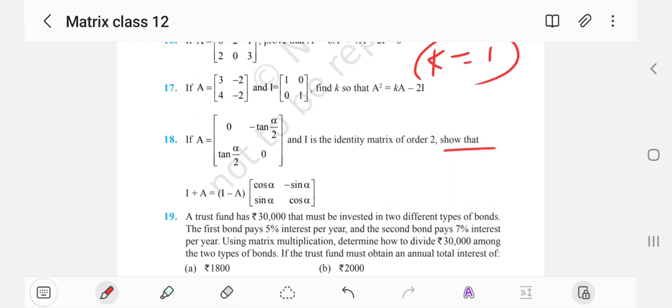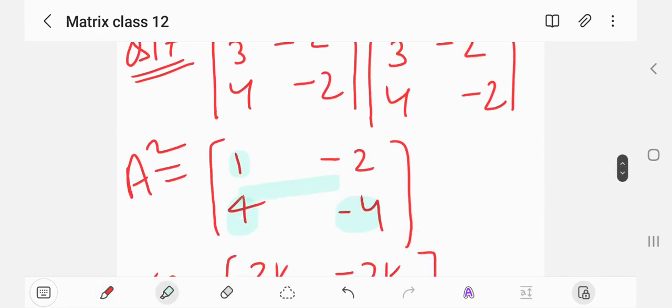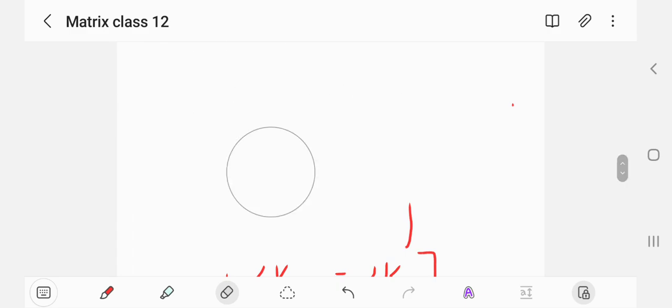We have to show that I plus A is equal to I minus A times this. This is again a similar question. First solve the LHS part, solve the RHS part, and then show that both sides are equal. How will we show it? We will check the corresponding entries. First simply add I with this. Let me solve this question by creating some space.